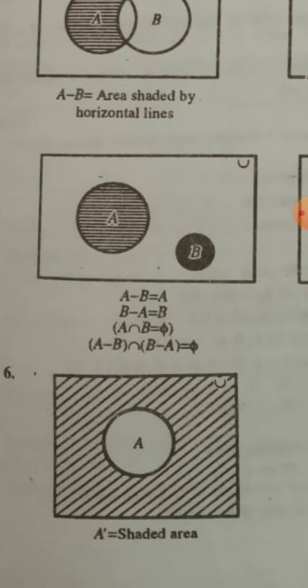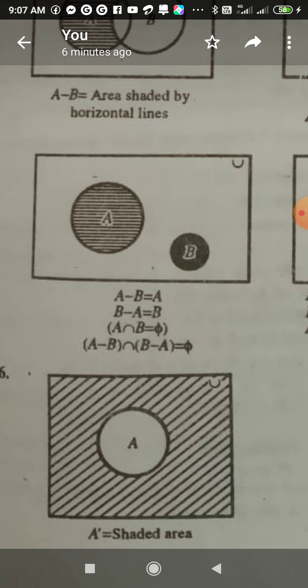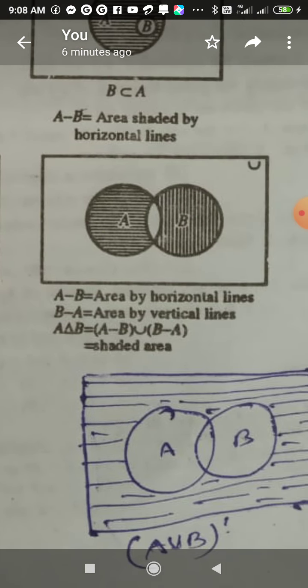Similarly, there are two sets A and B inside the rectangle. A minus B is equal to A, B minus A is equal to B, A intersection B is equal to phi, A minus B intersection B minus A, this is again phi. It is because A and B do not have any common element. Next one, A minus B is the area of horizontal lines, B minus A is the area of vertical lines.